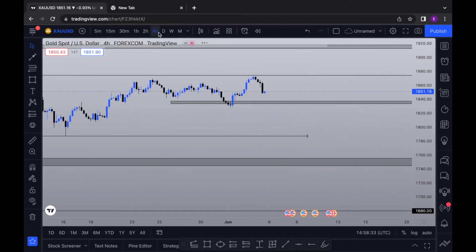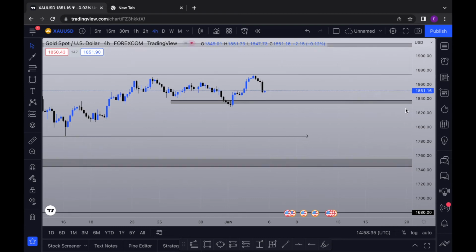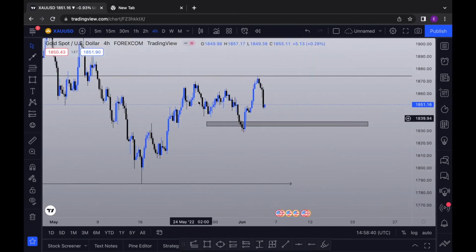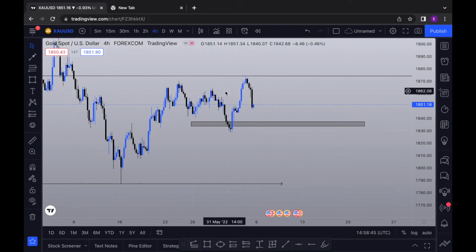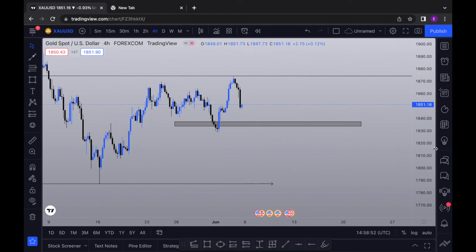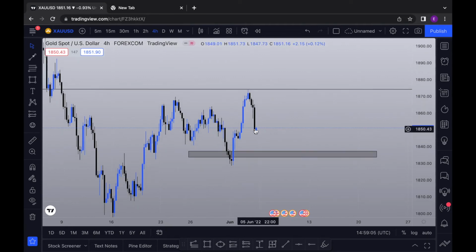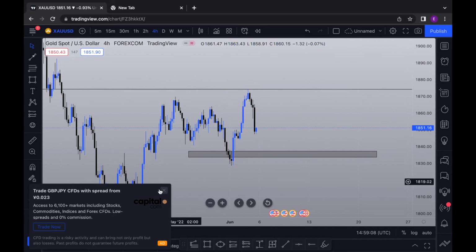4 hour time frame. We could see gold giving a buy formation on the 4 hour time frame, but overall it's giving us a sell. But on the 4 hour time frame, gold is giving us a buy confirmation. You can see A, B, C, then the market did A here, B, C on this level. So the market is trying to push back up.